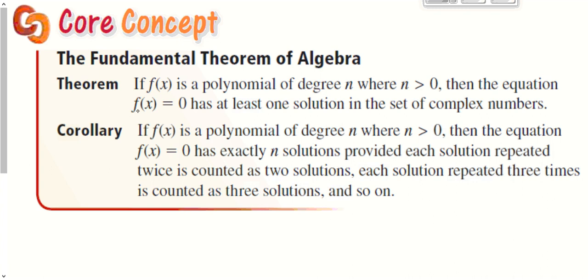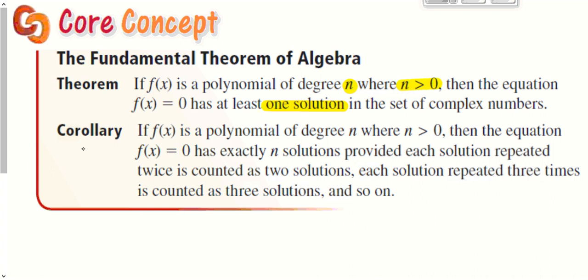So the fundamental theorem of algebra is: if f of x is a polynomial of degree n, where n is greater than 0, then the equation f of x equals 0 has at least one solution in the set of complex numbers.